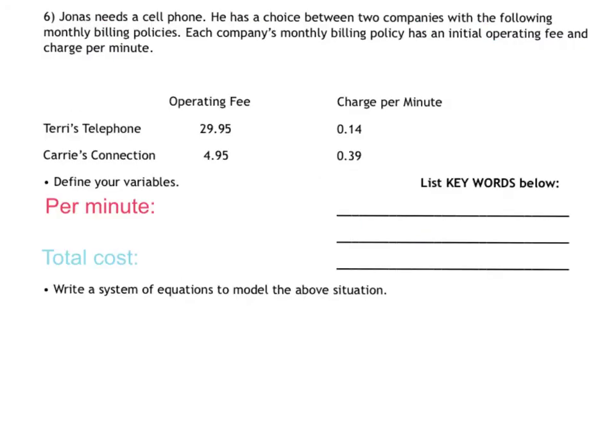Six. Jonas needs a cell phone. He has a choice between 2 companies with the following monthly billing policies. Each company's monthly billing policy has an initial operating fee and charge per minute. We can see here that the operating fee is basically acting like our y-intercept, right? Our initial fee, our starting point, and then the charge per minute is representing our slope in this situation, okay?